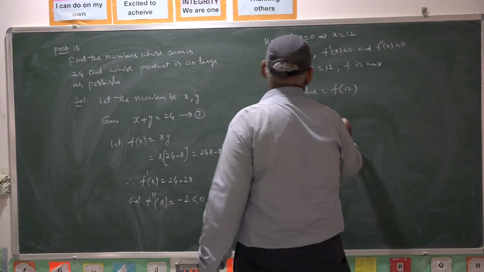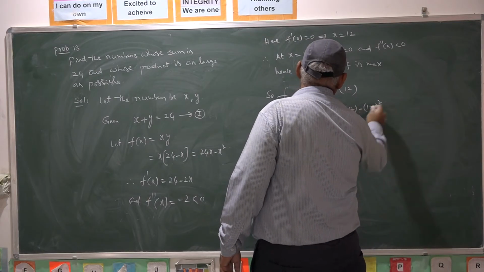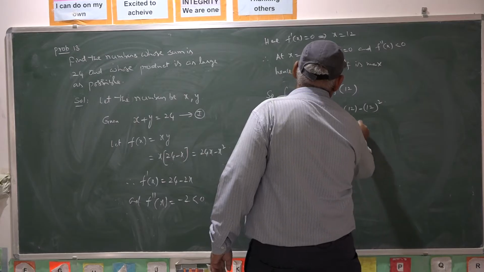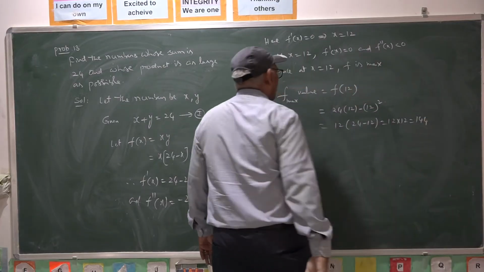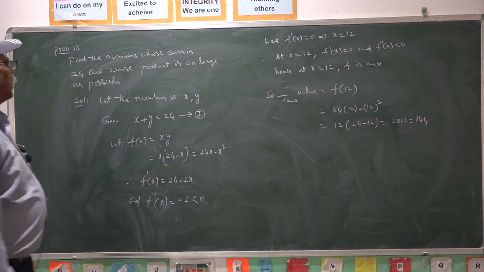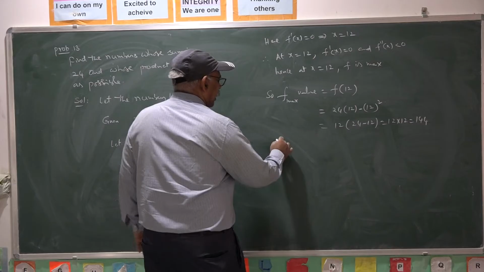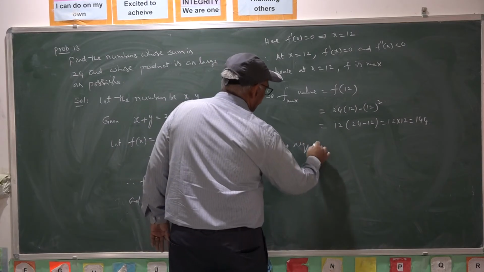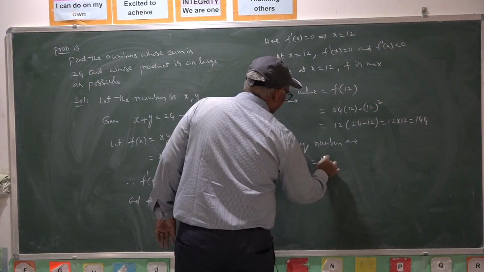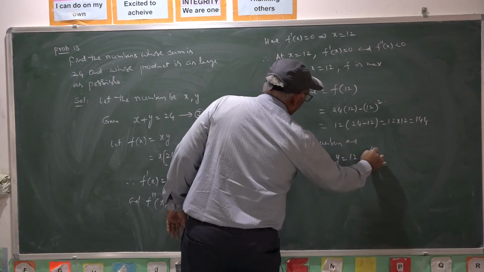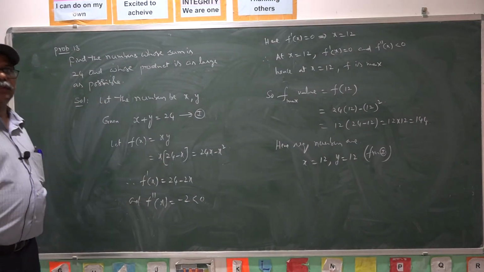f of 12 means x equal to 12. That is 24 into 12 minus 12 square. This is our maximum. So 12 into 24 minus 12, which is 12 into 12, 144. This is the maximum product. But we are in need of the numbers. For x equal to 12, y is also 12.